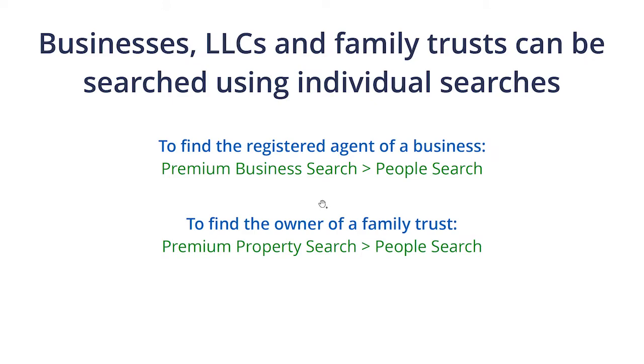They can be searched through our single searches, and we have some formulas for doing that, such as if you want to find the registered agent of a business, you can use a premium business search and then a people search. For family trust, you can use a property search and a people search, and we've got some tutorials and webinars on those processes on the exchange and on our blog. I'll include some links to that.